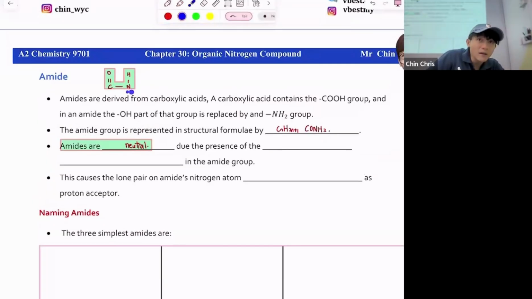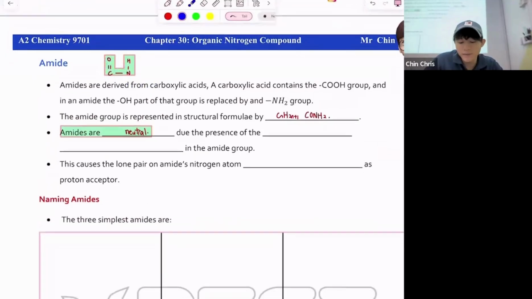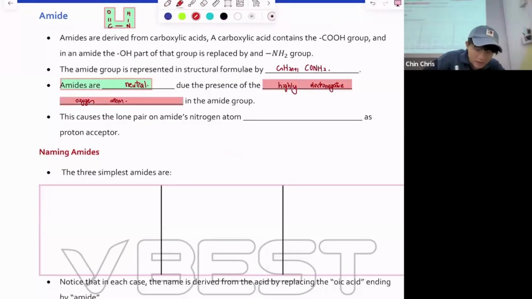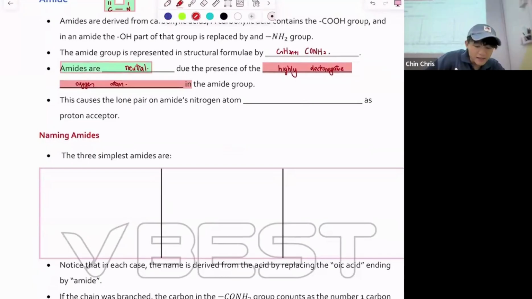Okay, so remember they are neutral. Why? Because the lone pair on your nitrogen is being sucked by your oxygen, so your H+ cannot go into the N. So it's neutral, due to the presence of the highly electron-withdrawing, electronegative oxygen atom in the amide group. Hence, the lone pair on your amide nitrogen atom is not able to receive H+.